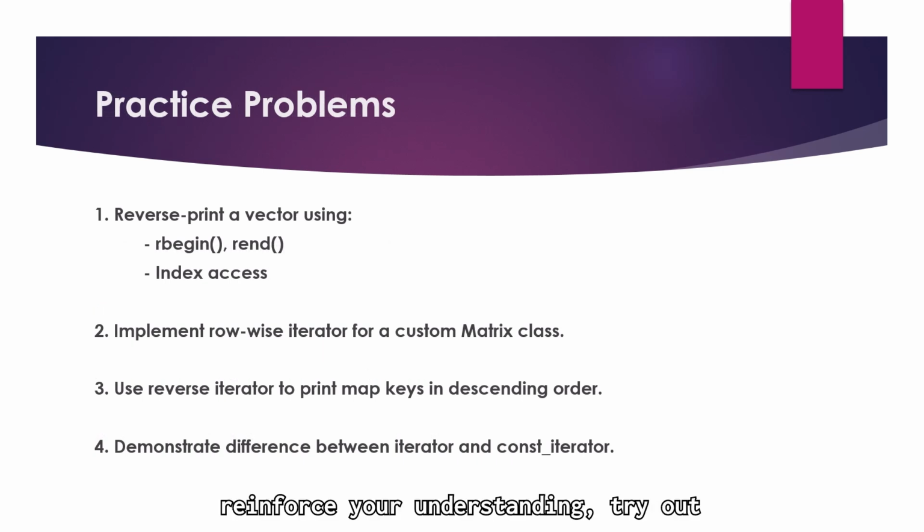To reinforce your understanding, try out these problems. Reverse print a vector using both for loops and reverse iterators. Create a matrix wrapper class and implement a custom row-wise iterator. Use reverse iterators with a map to print key value pairs in descending key order. Compare regular versus constant iterator usage and performance. These exercises will help you apply today's concepts and build deeper familiarity with iterator mechanics.